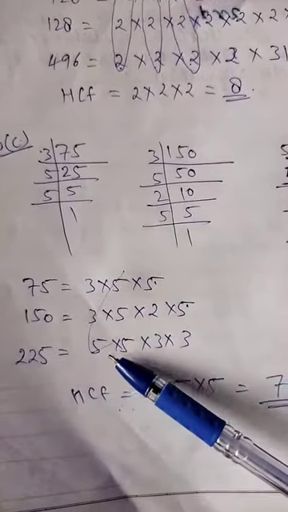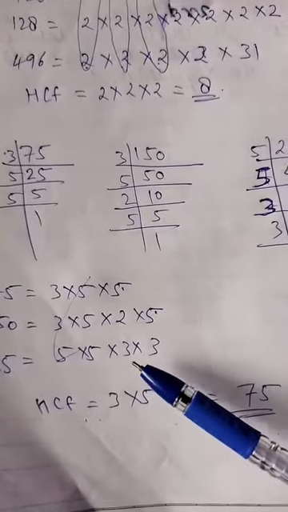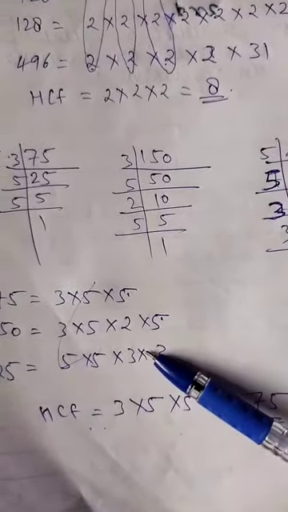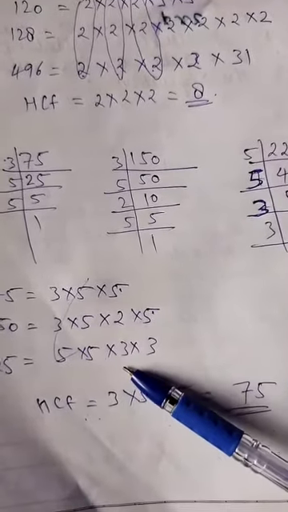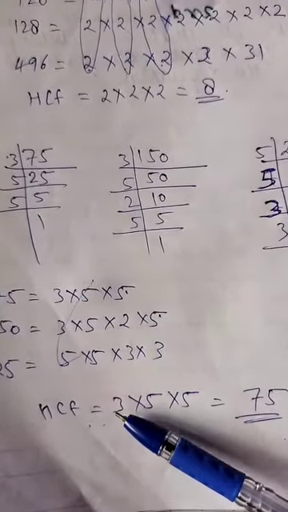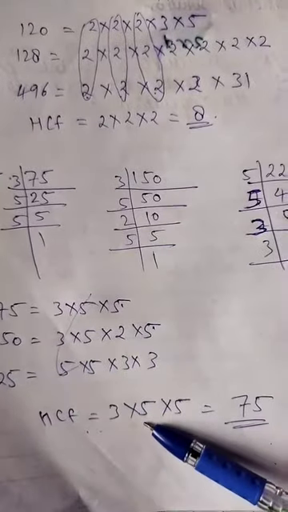225, the factors are 5 into 5 into 3 into 3. Now you will find out the common among these factors. After finding the common, you will see 3 is coming in all the 3. So 3, one number is common. Another number is 5, that is coming in all the 3. So you will take out 5.